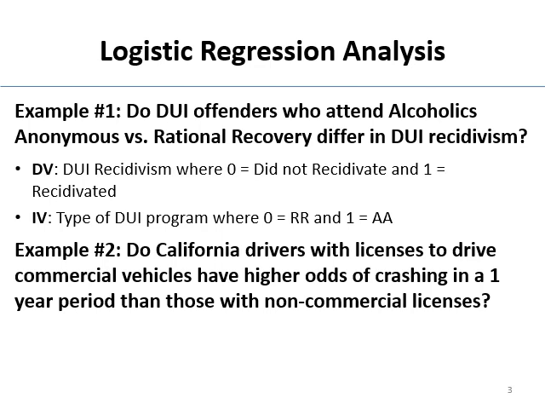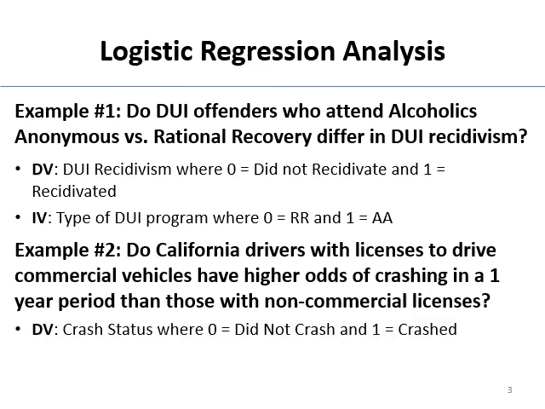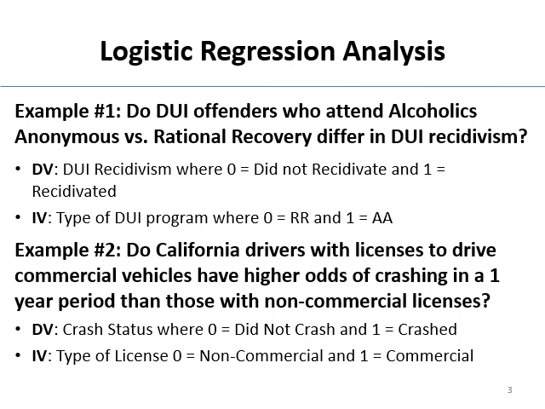How about, do California drivers with licenses to drive commercial vehicles have higher odds of crashing in a 1-year period than those with non-commercial licenses? That is, do big rig truck drivers and bus drivers, those are commercial drivers, have higher odds of crashing within a 1-year period than non-commercial drivers like most of us? The DV here is crash status. 0 is didn't crash, 1 is crashed. The independent variable is the type of license. 0 is a non-commercial license, and 1 is a commercial license.